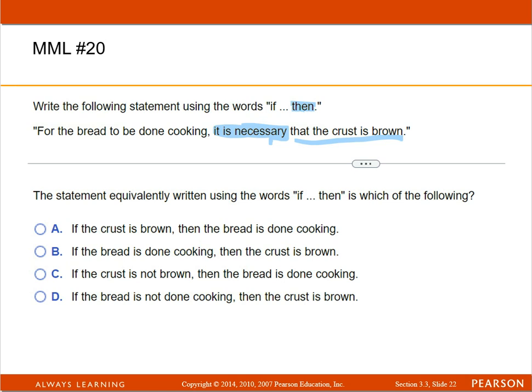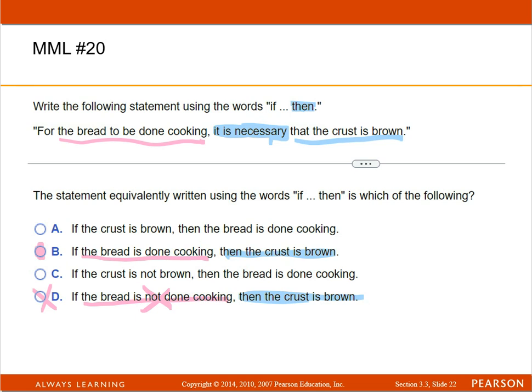Okay, I got two of them. Then the crust is brown. So the first part is the if, and the if will go with the bread to be done cooking is done cooking. If the bread is done cooking. If the bread is not done cooking, there's no not up there, so it's got to be B. The bread is done cooking. Because A and C have the crust stuff after the if, so it's B.